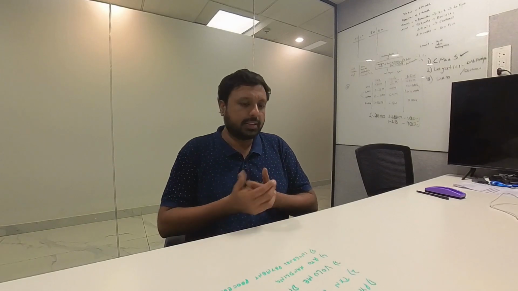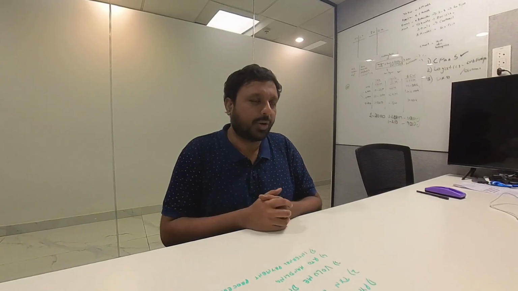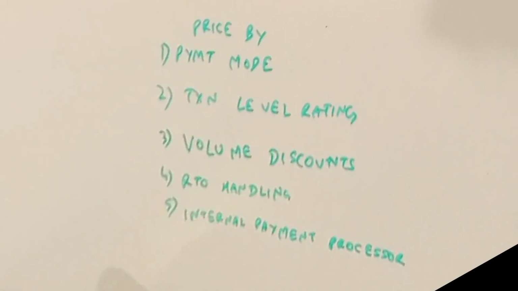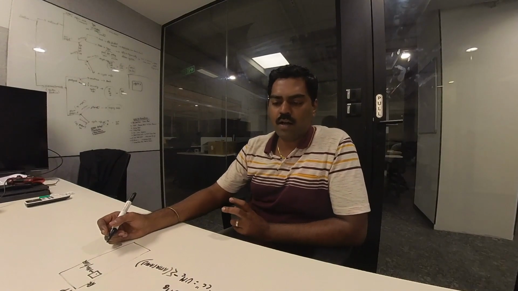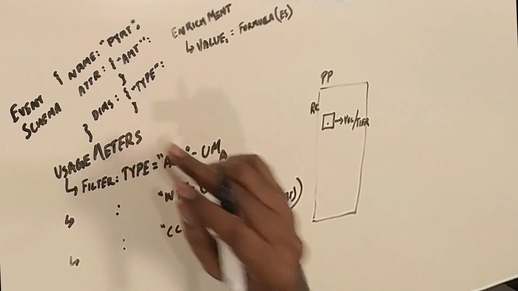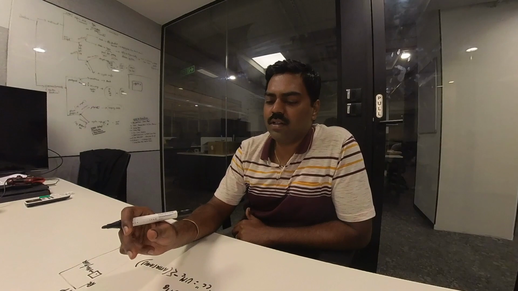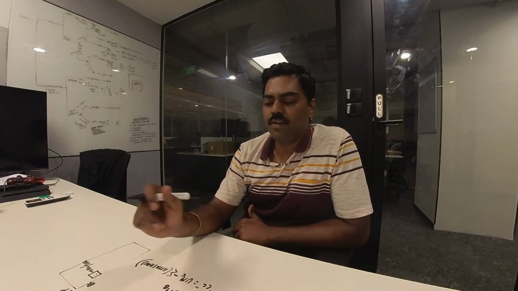Sure. Now next, I think we should go to the crux of the complicated problem statement, which is the RTO, return to origin. So how do we handle that? Right. So here we have been talking about one attribute and dimension in the payment. Now here comes the complexity of managing the state of the payment.